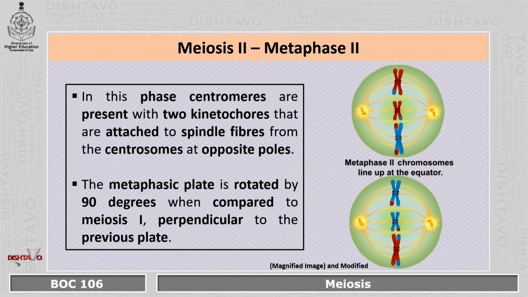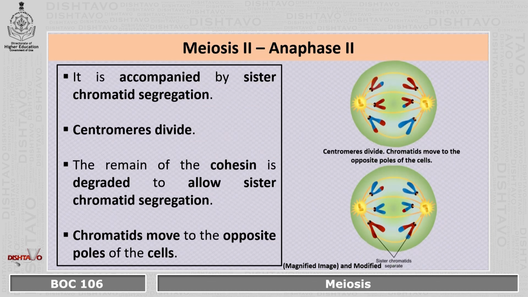The next stage is metaphase 2. In this phase, the centromeres are present with 2 kinetochores that are attached to the spindle fibers from centrosomes at the opposite poles. The metaphase plate is rotated by 90 degrees when compared to meiosis 1, perpendicular to the previous plate. The figure explains that the metaphase 2 chromosomes line up at the equator.